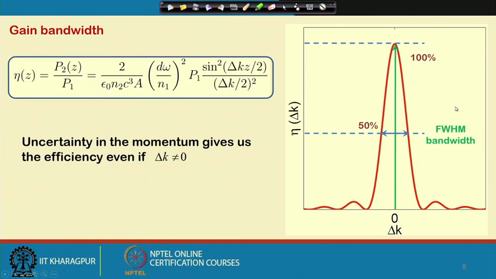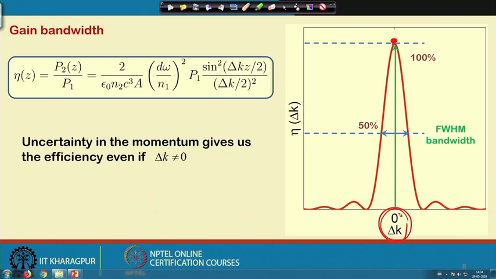Well, after having the knowledge of all these things, now it is time to understand the meaning of this gain bandwidth. So, what we have found so far is that efficiency reaches a maxima when delta k is equal to 0. That is the thing we have already found. So, this is the point where efficiency reaches a maxima under the condition that delta k equals 0. So, delta k equal to 0, or the absolute phase matching condition, gives us a maxima.